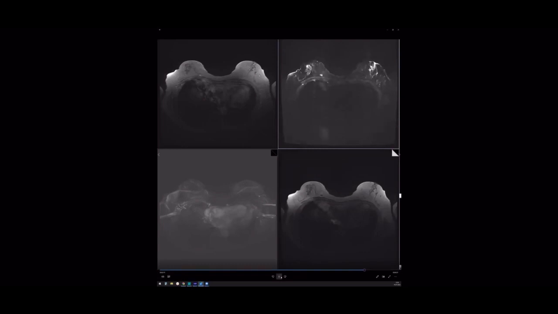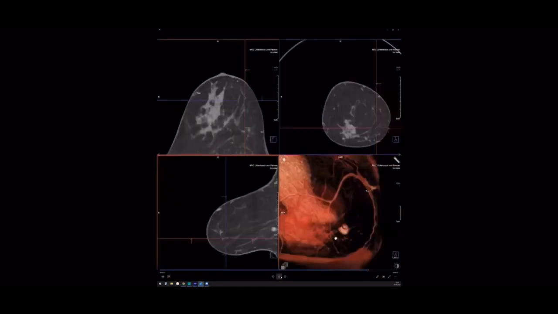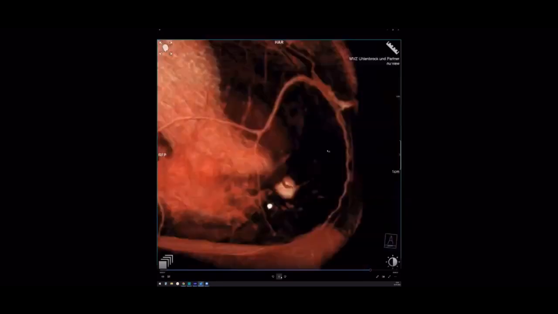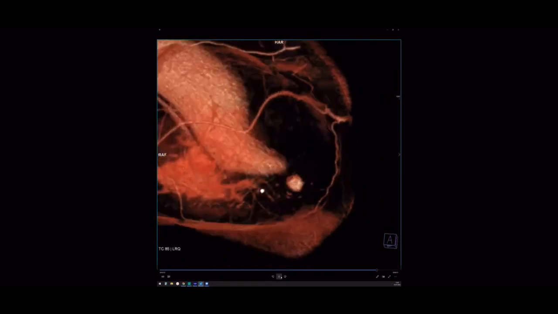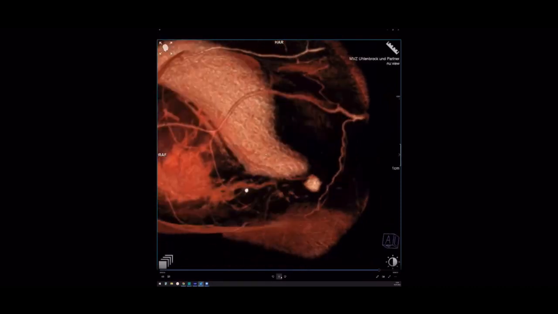So to go back to the MAMA-CT, this is really a nice case to have a look at this again. Clear diagnosis after 5 minutes and 1 examination.